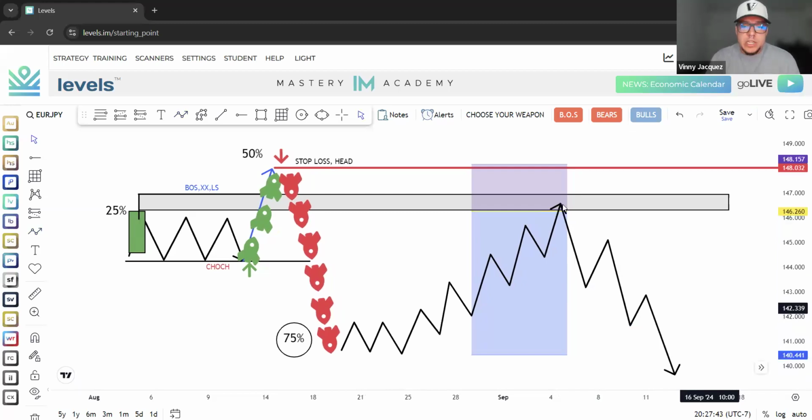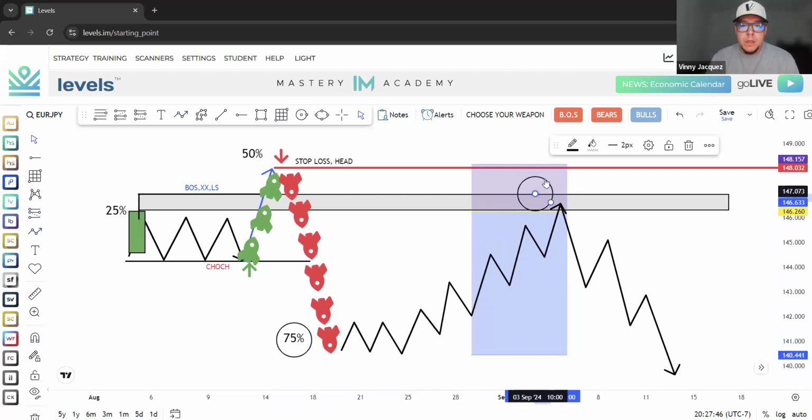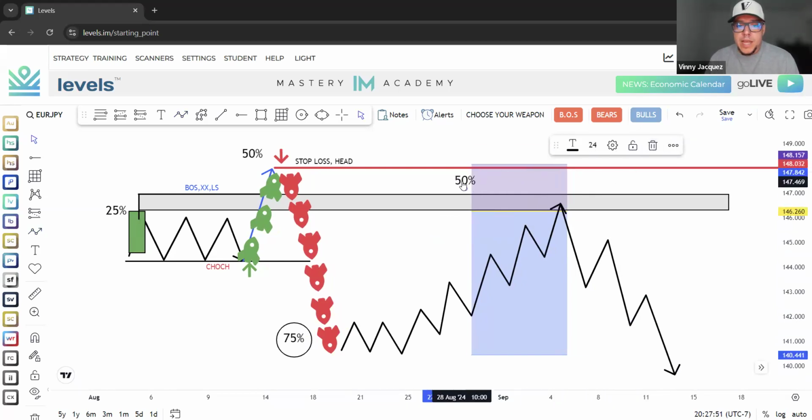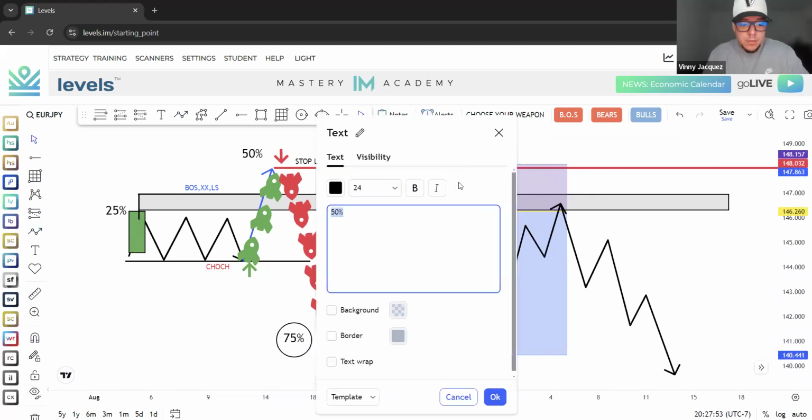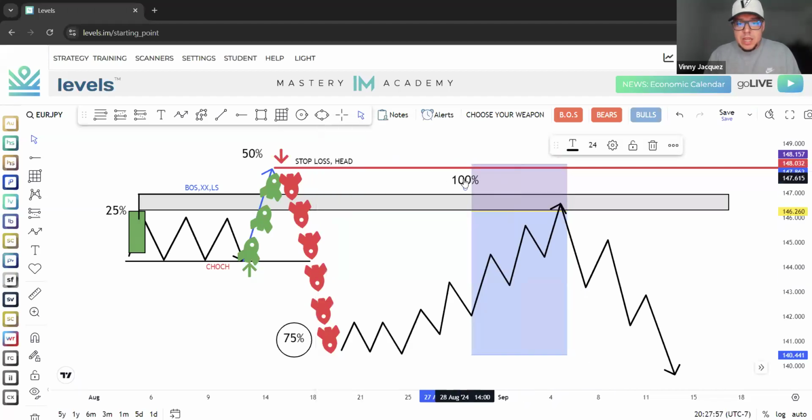And once we get this right shoulder, guys, once we get that right shoulder, that's when I have 100% of my setup. I want to take sells as soon as it gets right into that right shoulder.